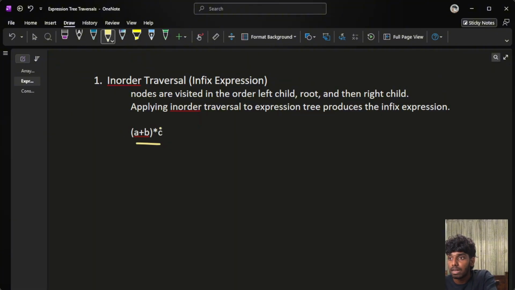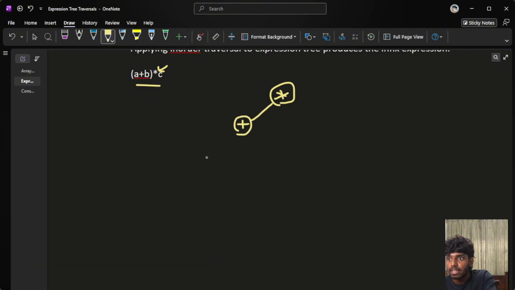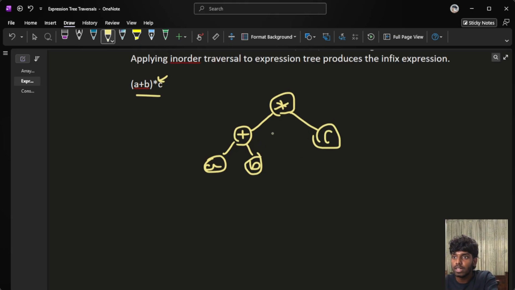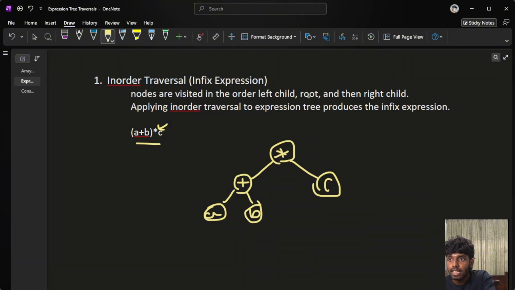Okay, so the multiplication will be the root of our tree. So we begin with the root, and then we got the plus right here, and then the A and B, and then the C. So in the in-order traversal, as I said earlier, the order is left, root, and then right, which means we go left, and then root, and then right.